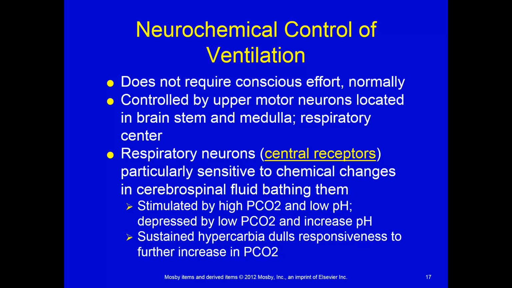Now, what controls ventilation? There are actually two different types of receptors in our bodies that control that process that we just talked about, that ability to expand and contract our lungs and push air in and out. And a lot of it has to do with neurochemical control. So these receptors that we're talking about are neurochemical receptors.